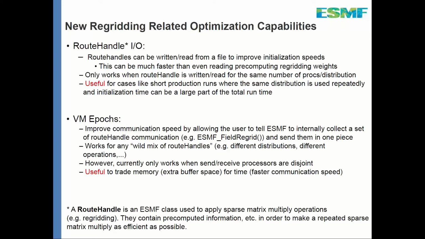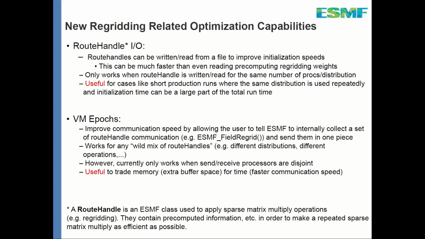Usually it's not a big deal because it happens during initialization, which happens once, and you're usually applying the route handle over and over. But if you want to optimize your initialization as fast as possible, you can use this method to write out your route handle, and then the next time you run, you can read it in, and it's faster even than pre-computing the regridding weights.